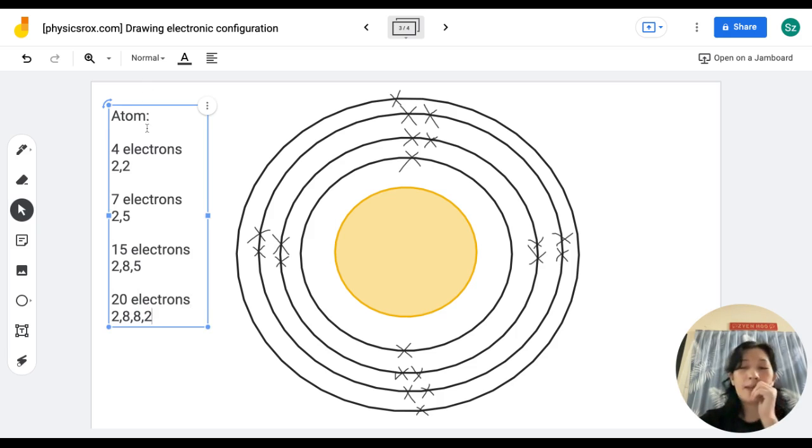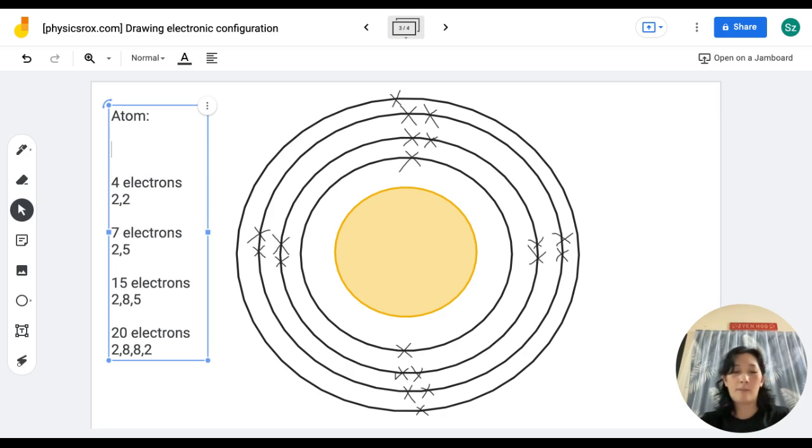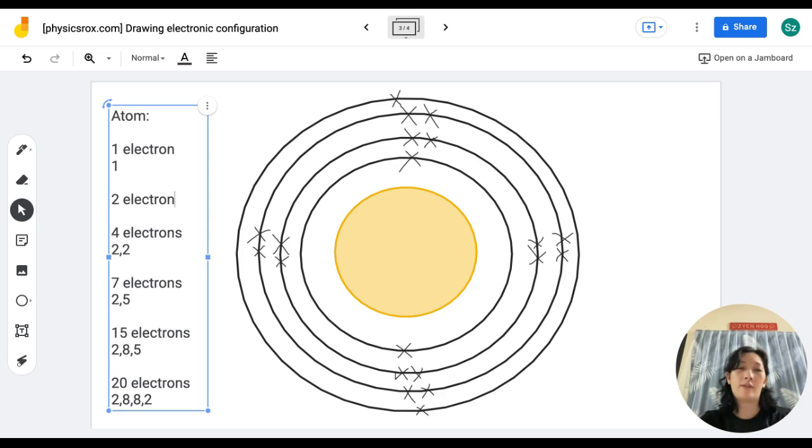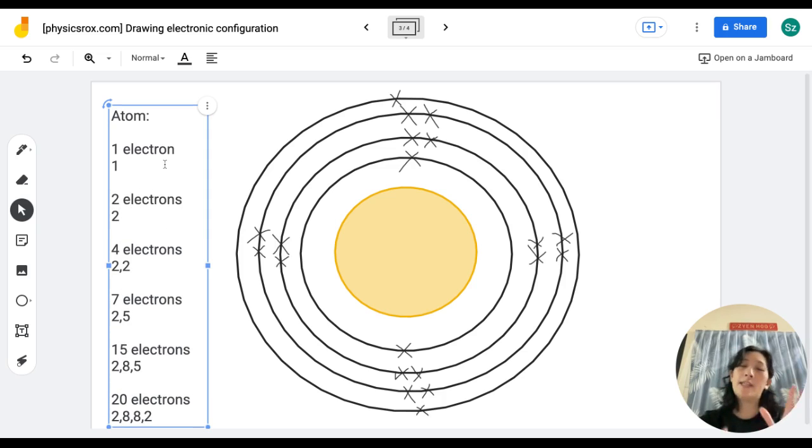And if you're wondering, but teacher, what if there's only 1 or 2 electrons? Then let me put that at the top here. If it's only 1 electron, then the arrangement is just 1. There's no comma because it's only 1 shell, right? And same thing for 2 electrons, it would be just 2. So this is how you write the electronic configuration, and this is how you draw it in all these different shells. The thing that you should be doing now is to practice drawing these configurations out.